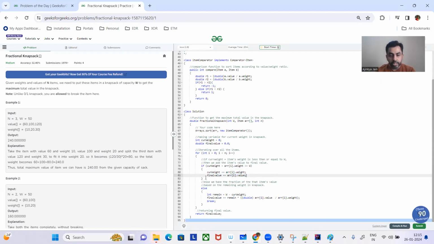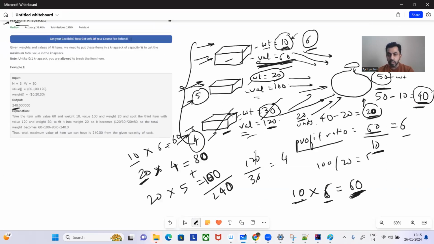For example, now if current weight plus the weight of the item, the current weight in the knapsack plus the item's weight, exceeds the capacity, then here we are calculating the remaining weight. Earlier, when we added these two items, it was 20 plus 10, which was 30 in the knapsack.